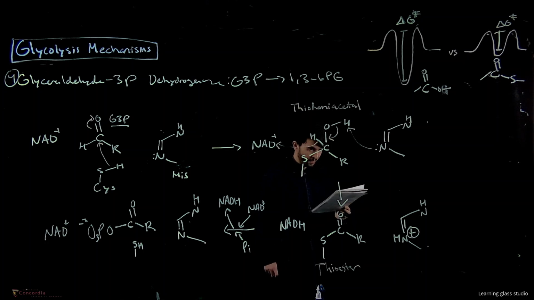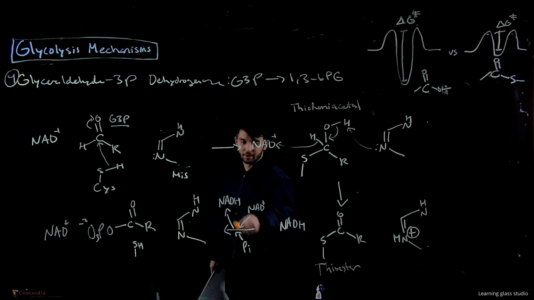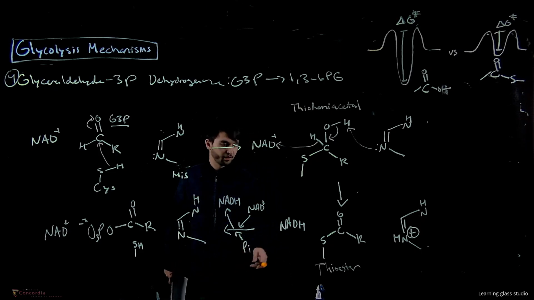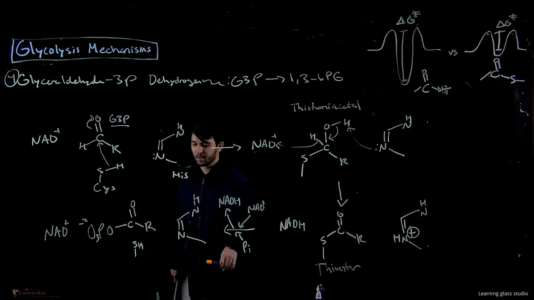And then what's going to happen next is there's no more arrow pushing here. Essentially, the NADH is going to leave, a new NAD+ is going to come in, and a phosphate is added. So this sulfur carbon bond breaks, and a phosphate group is added on instead. The NAD+ is still there.